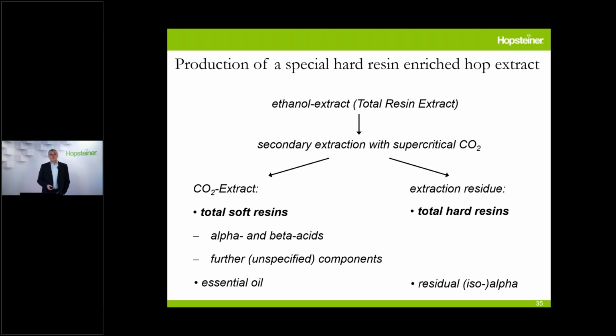We did a secondary extraction with supercritical CO2. And the extraction residue then is the total hard resins of hops, because the ethanol extract has low amounts of iso-alpha acids. These residual iso-alpha acids are also present in this hard resin extract. And the resulting CO2 extract contains the total soft resins, alpha and beta acids. Now we know also hulupones and humulinones can be contained there, and the essential oil. But we did the trial with the total hard resin extract.